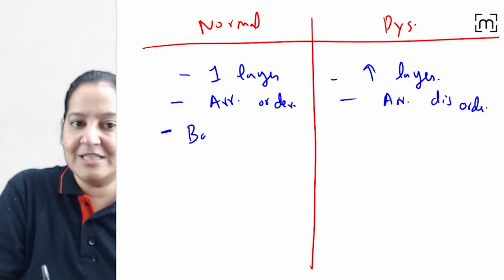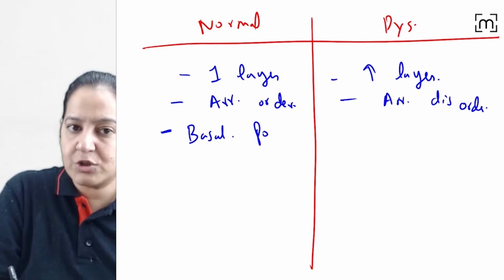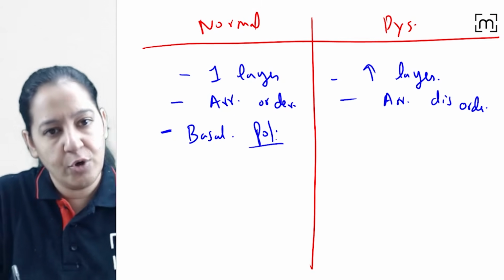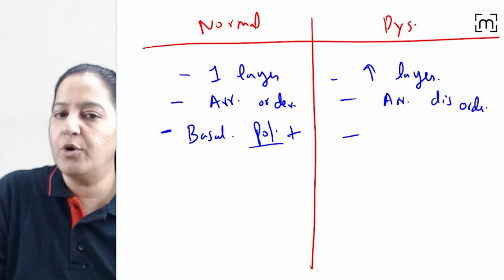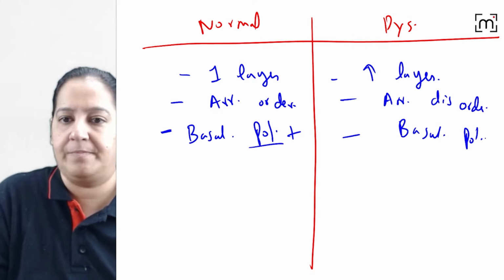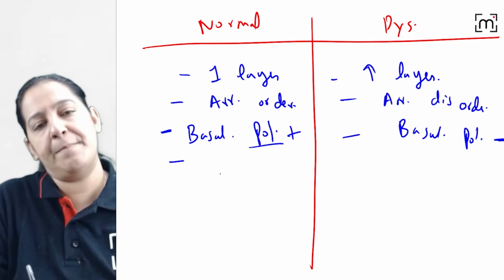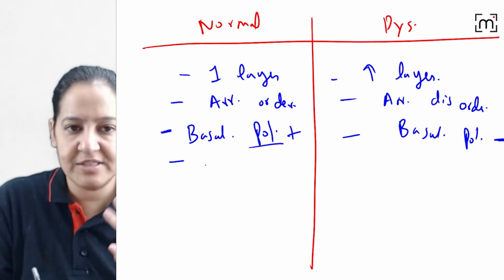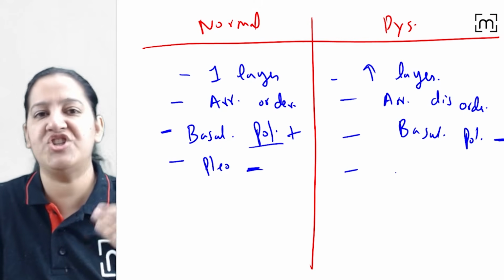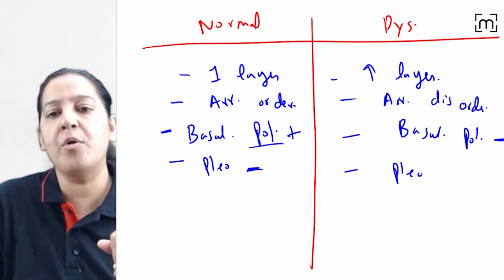Normally basal polarity is present. Normally the nucleus is towards the base. Polarity means north pole, south pole, pole. So the nucleus is towards one of the poles. But here the nucleus is haphazard, anywhere. So you can say the basal polarity is lost. Right? Normally all the shape and size are the same, so pleomorphism is absent. But here different cells have different shapes and different sizes. So here pleomorphism is present.